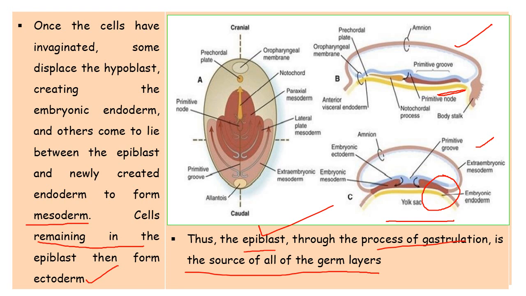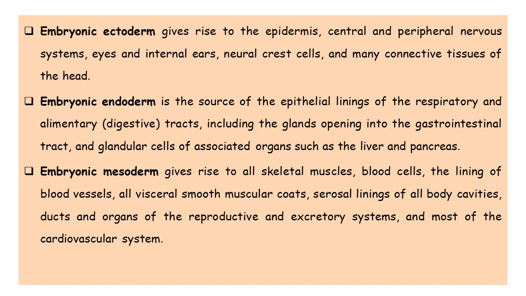So the epiblast is the part of the embryo. Through the process of gastrulation, all the germ layers arise. The source of all the germ layers is ultimately the embryonic epiblast, which is going to form the gastrula. So in the process of gastrulation, all the three germ layers are already formed, and now these germ layers form the different tissues and organs of the embryo.